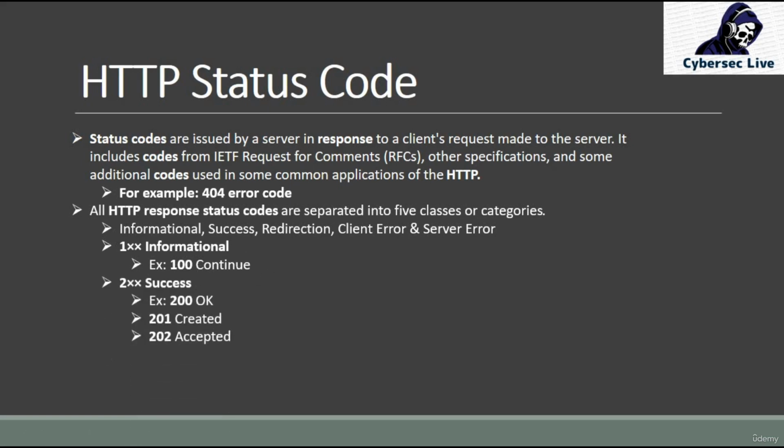And if the status code starts with 2, let's say 200, it means success. 201 means something is created, maybe some group is created, some admin is created, some user is created, it means success. 202 is accepted, it also means success. So anything starting with 2, maybe 200, 201, or 298 up to 299, whatever the code is, it comes in the category of success. Now let's see the next one.